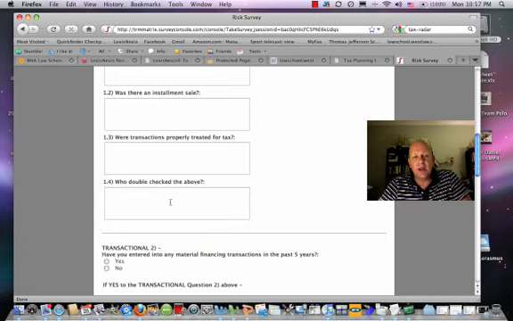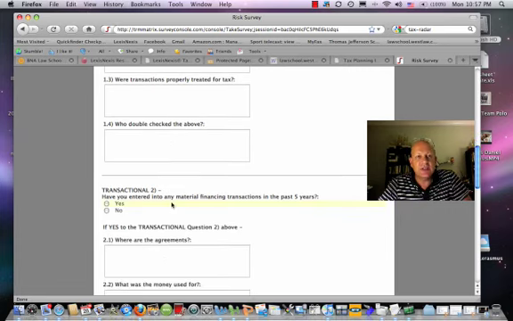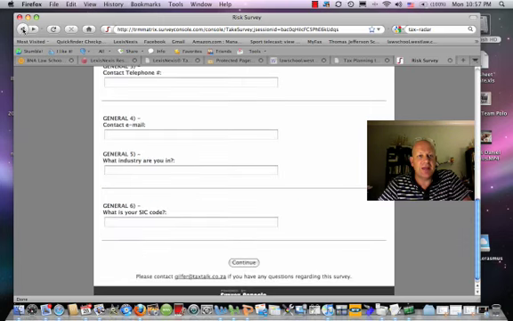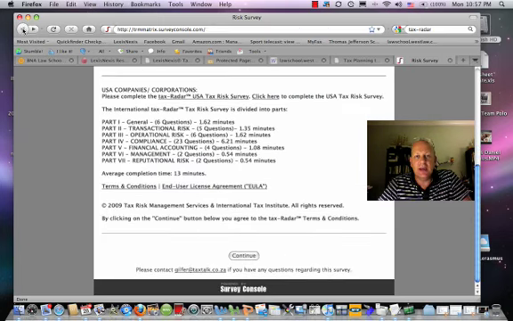Then, secondly, have you entered into any material financing transactions in the last 5 years? You can see that it's a fairly comprehensive series of questions, divided into 7 parts, and that gives you a little insight into what this is about. As I suggested, you need to work through the website, and that will put you in a position to understand a lot more about the tax risk management process, which you can use to assist your clients and at the same time generate potential work for yourself in terms of planning their affairs going forward.